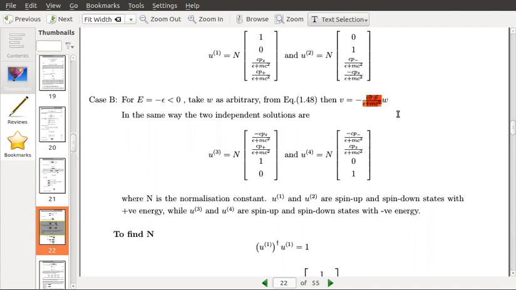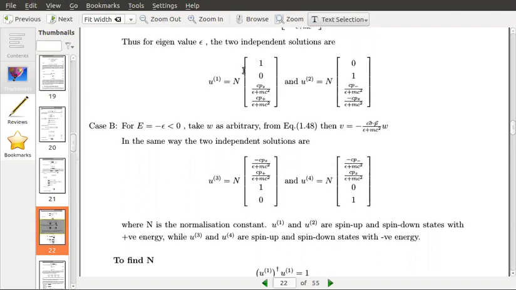So which is prohibited: division by 0. We don't prefer division by 0. Okay, so this is your homework. Similarly, in the same way, you find W, put W equal to 1, 0, find V, substitute it here, normally put the normalization factor N, that is U3 and U4. Again, take W as 0 and 1, find V.